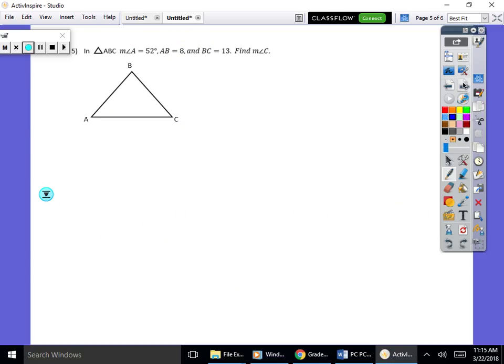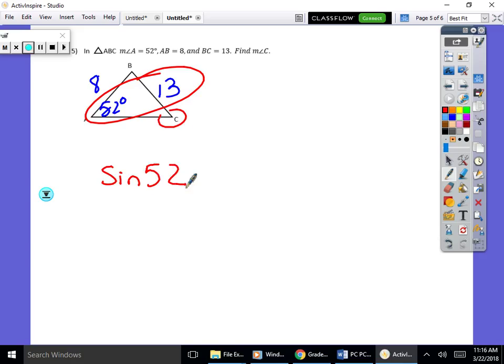All right, moving on. This question. Okay, they told me A is 52 degrees. I just jump right in and start labeling, okay? This is 8 and this is 13. Do I have a partnership so I can use the easier one, which is law of sines? And they want me to find this angle here, right? So the sine of 52 over 13 equals the sine of C over 8.